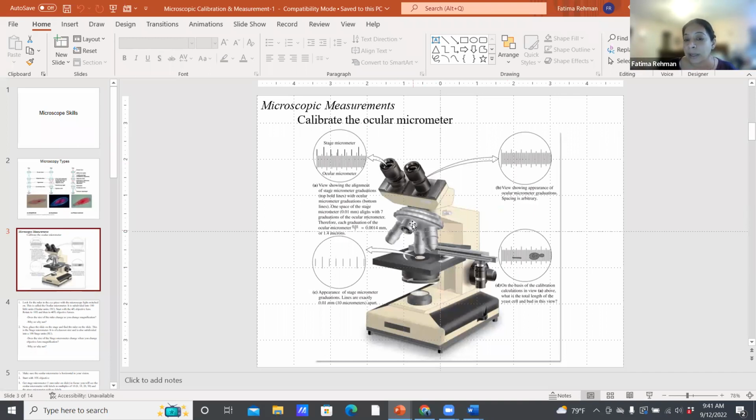Now, if I was looking at an object under the 4x objective lens, right? And the object was, let's say, one ocular unit long, one tick mark long. Is it always going to be one tick mark long when I go to a different lens?